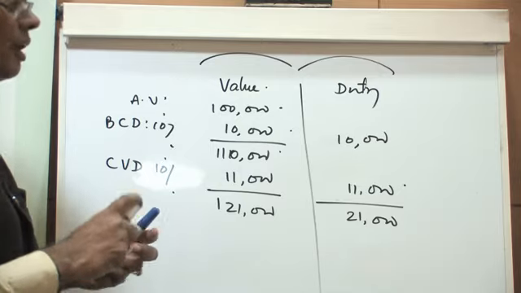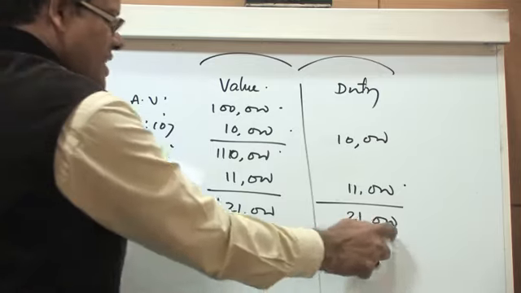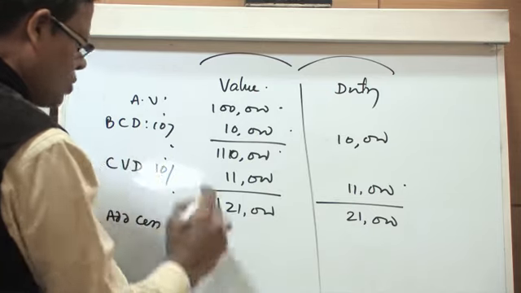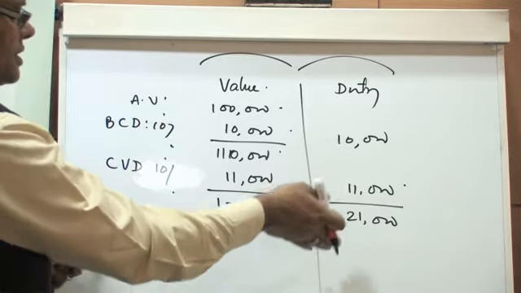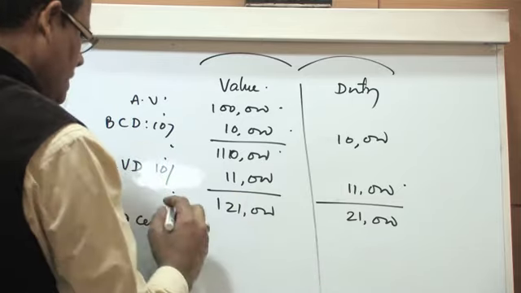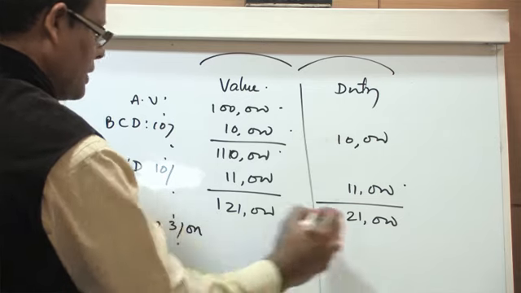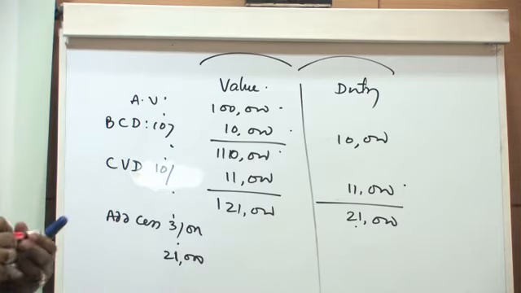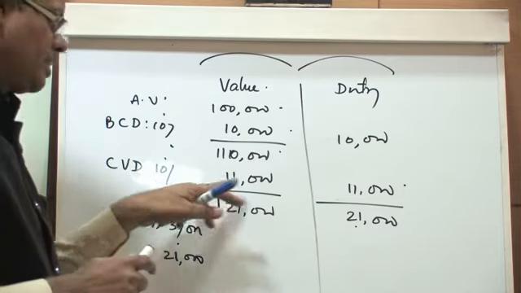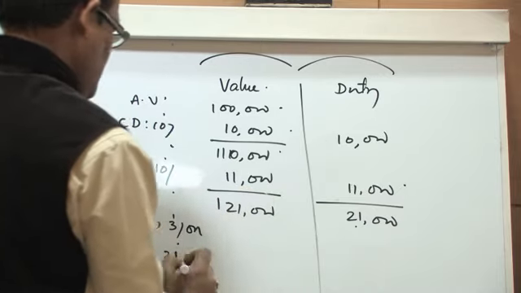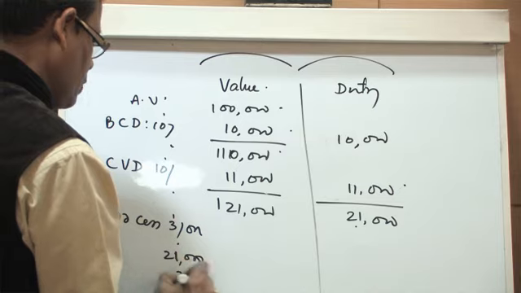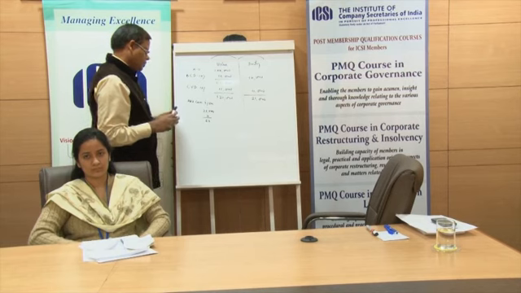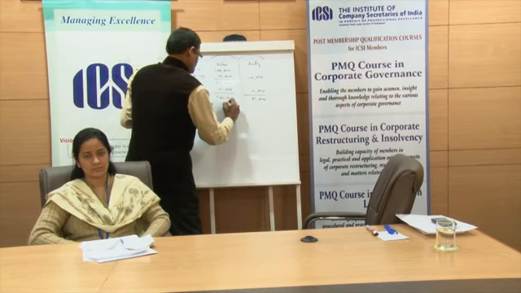Because cess is not payable on special CVD. So we have to add cess here. So now add cess, education cess 3%, 2% and 1% separately you add, but for the sake of convenience I am adding directly. So cess 3% on 21,000. So this cess is on customs duty, not on excise portion CVD, because this is exempt. So 3% on 21,000 is 630. So add 630.